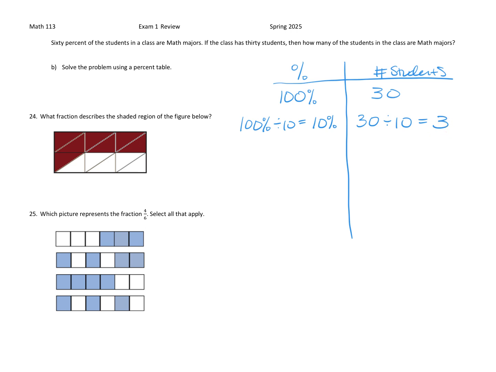And then what I really want though is 60%. So I'm going to say, well, 10% times 6 would give me 60%. So take my 10%, which is 3, multiply by 6, and I get 18 math majors.